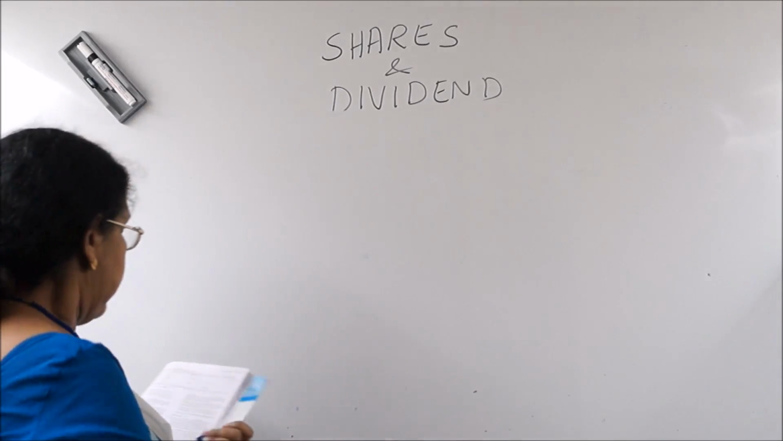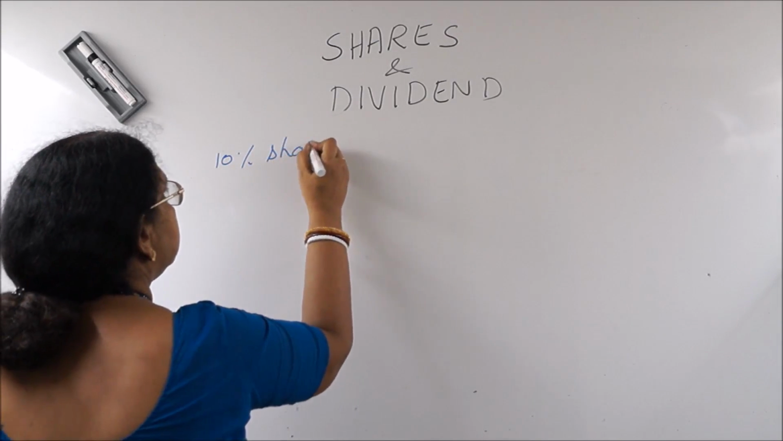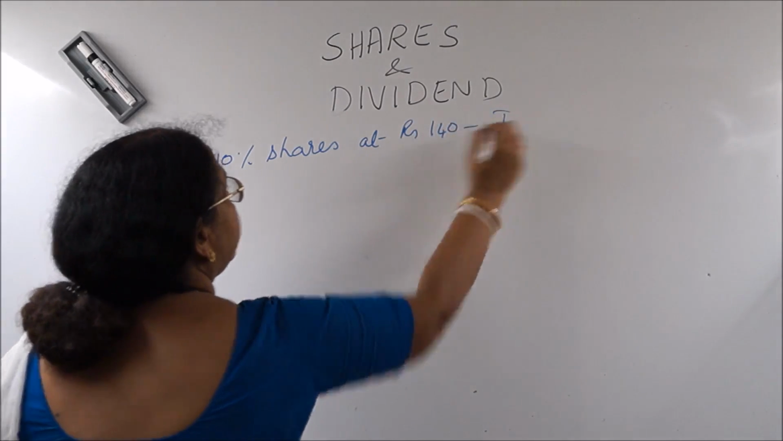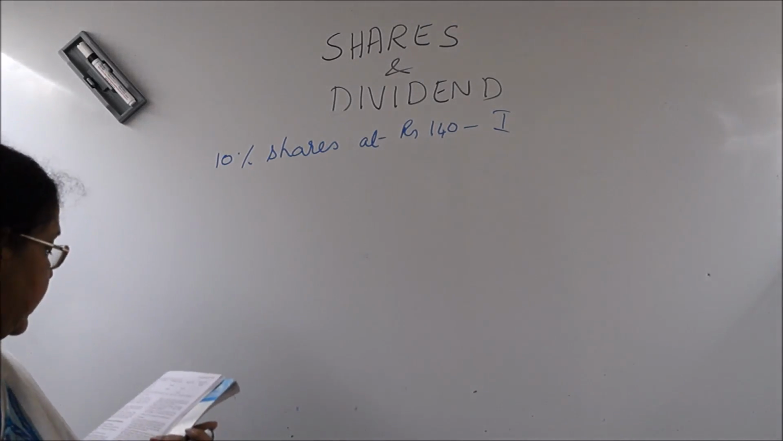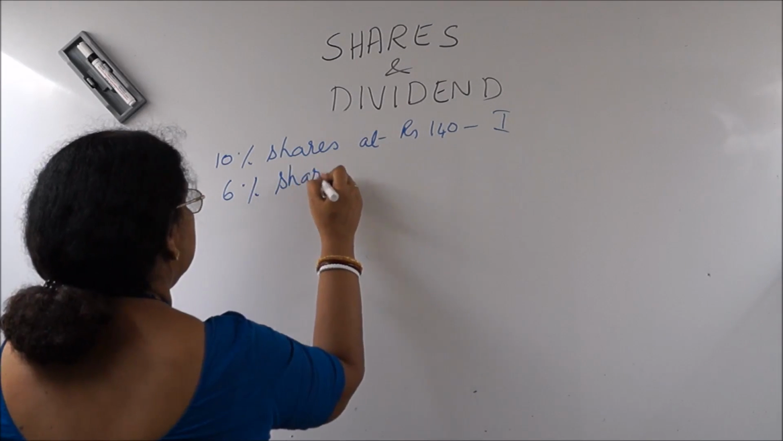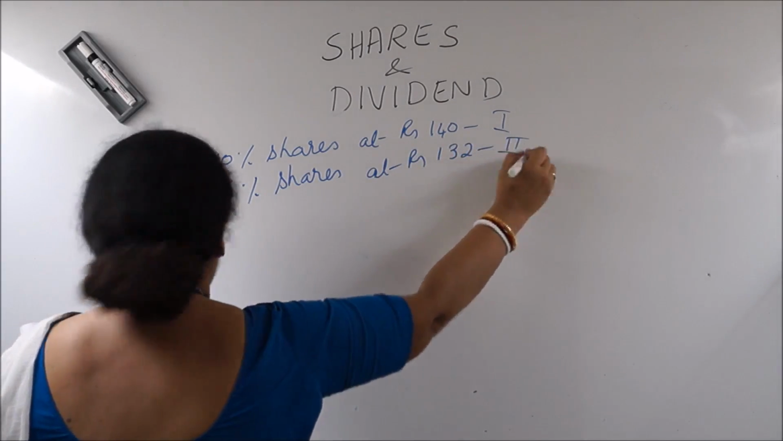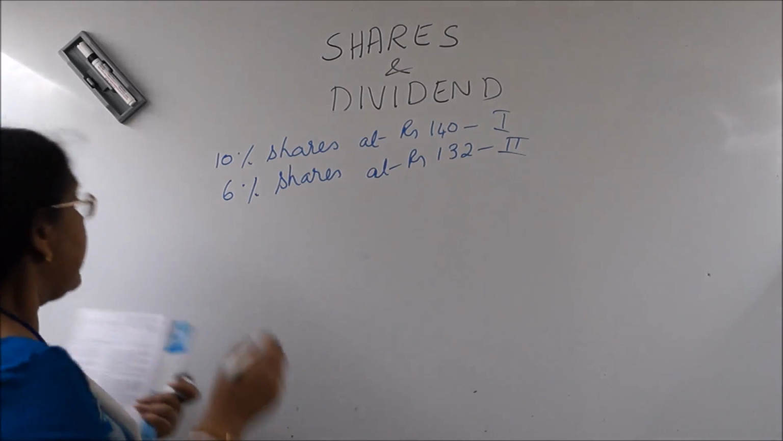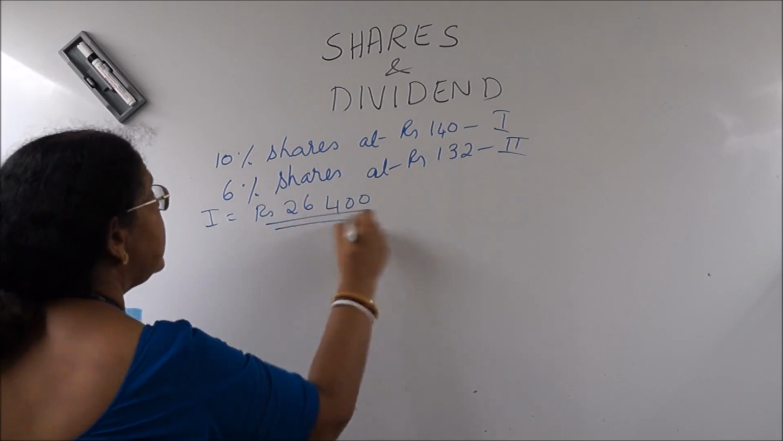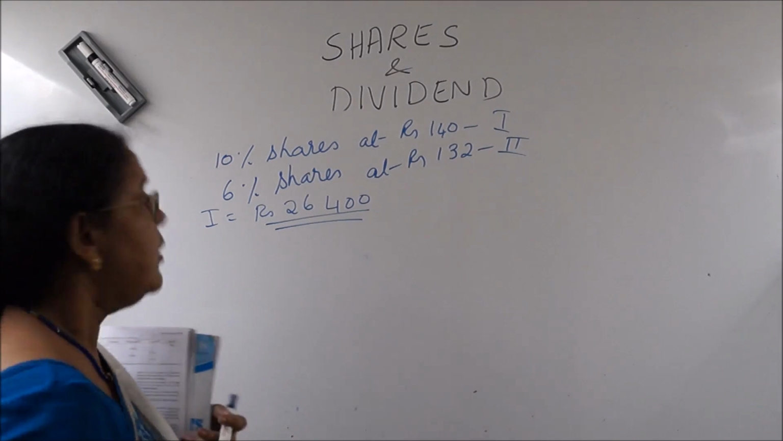So now in the first case, the question says 10% shares at rupees 140. This is the first company. The second company, 6% shares at rupees 132. This is the second company. Now the investment is 26,400. So we need not find for 100 rupees in both the cases, but in both the cases a common investment they have told. So now what we will find?